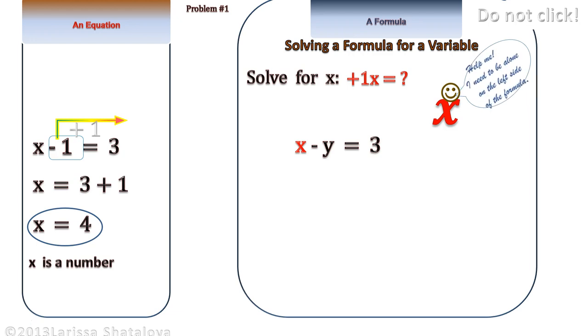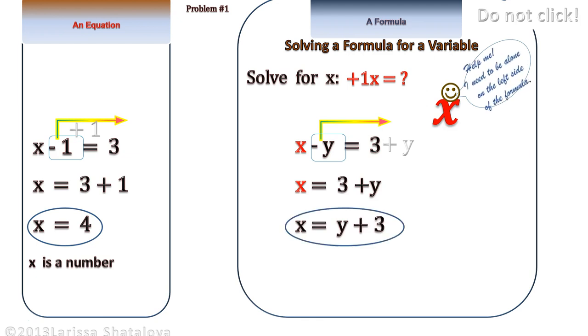That means that we have to rewrite this formula, and x is supposed to be by itself on one side. So x equals, this is what we are looking for. We will take similar actions to isolate x. We will just move -y from the left to the right, and we will have the final expression x = y + 3. When we work on an equation, we get x equal to a number. When we are working on a formula, x equals an expression. That's it.